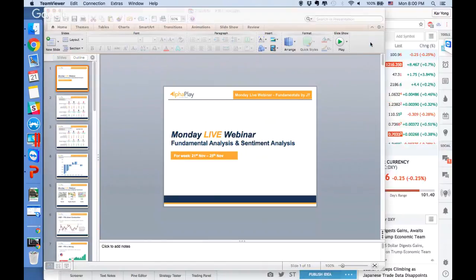This week, 21st November to 25th November, the focus that we have is three currencies that we are trading, and in some cases have already been trading for a while. For example, the Aussie, the Canadian, as well as the most important one, the US dollar.